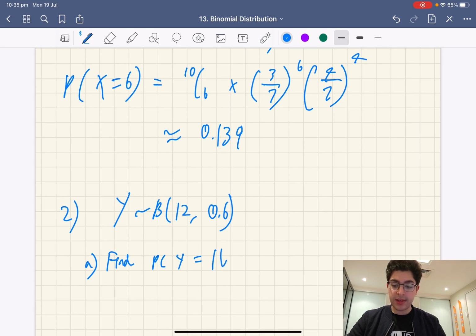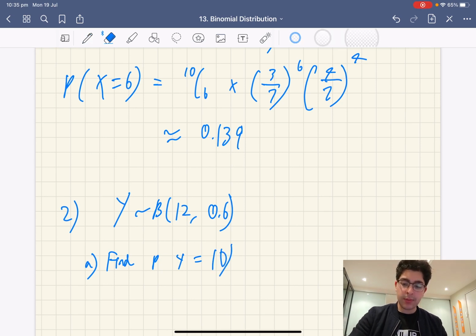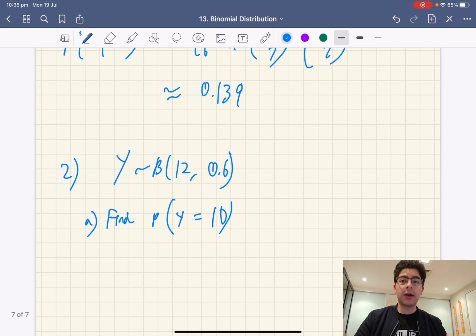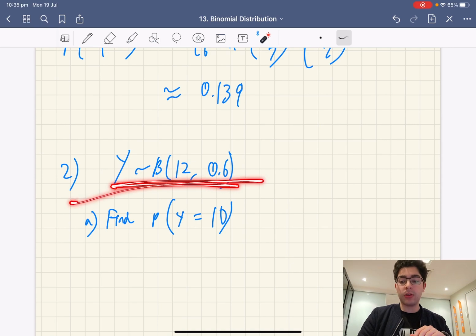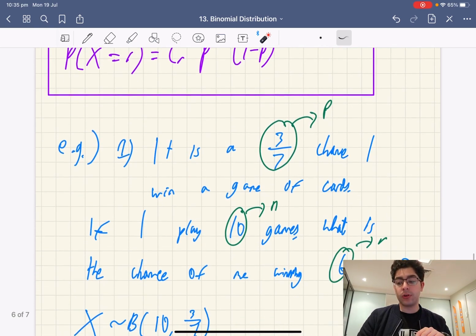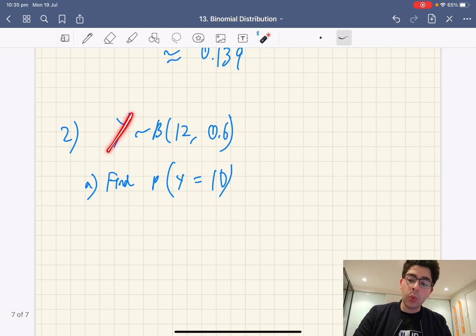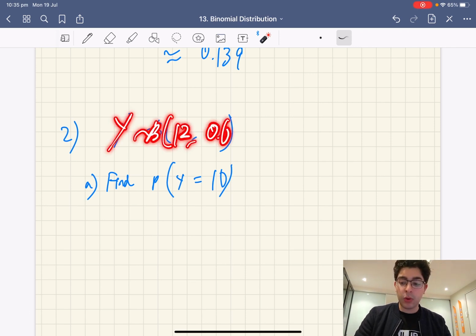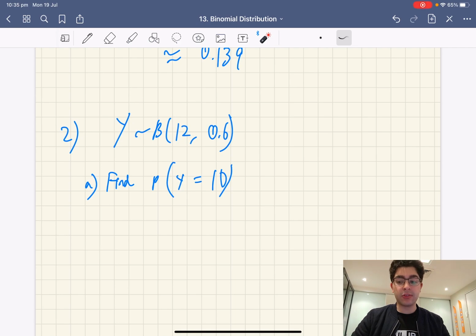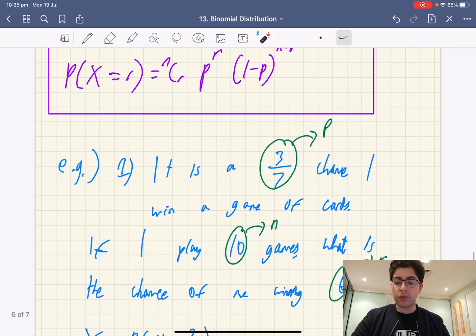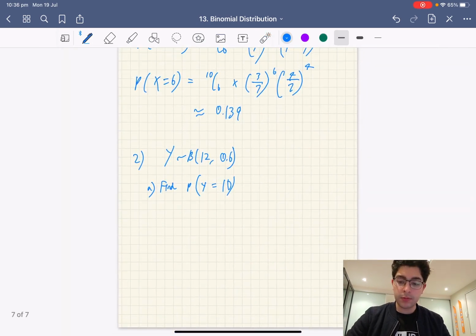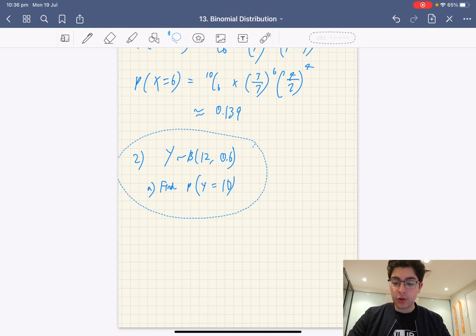What I've done now is I have not given a worded question. I've instead this time given just this notation, which is basically just a summary version of all this info. In this, what I've said is y is distributed binomially, 12 attempts, and the probability of each success being 0.6. So I'm also going to write down the notation over here as a summary.